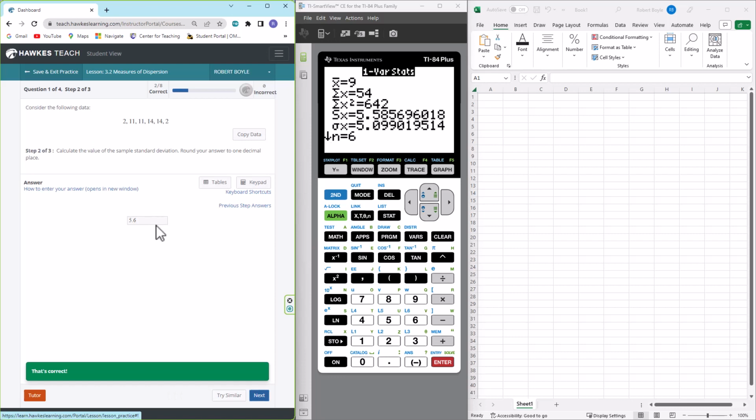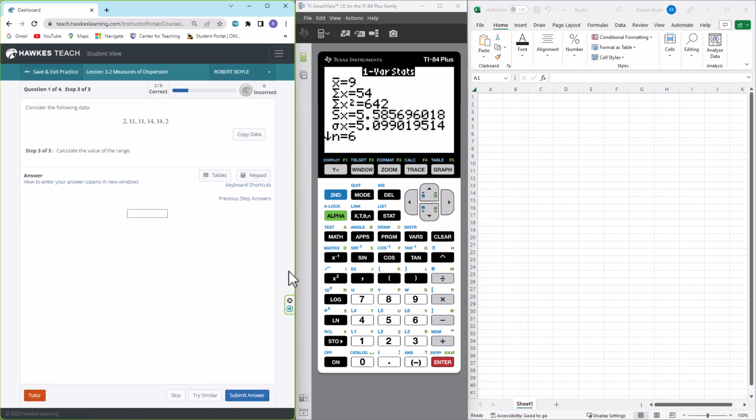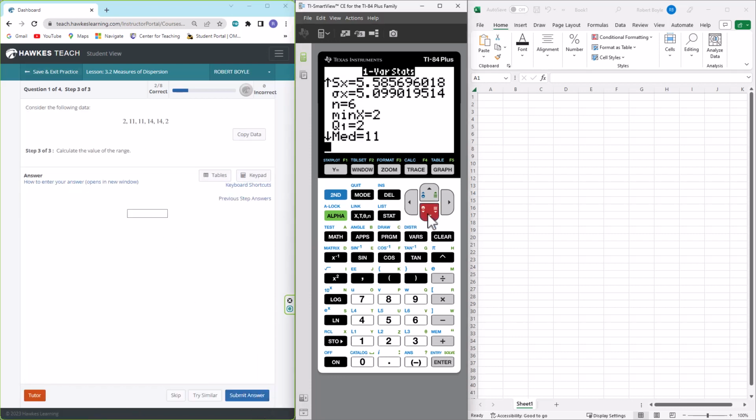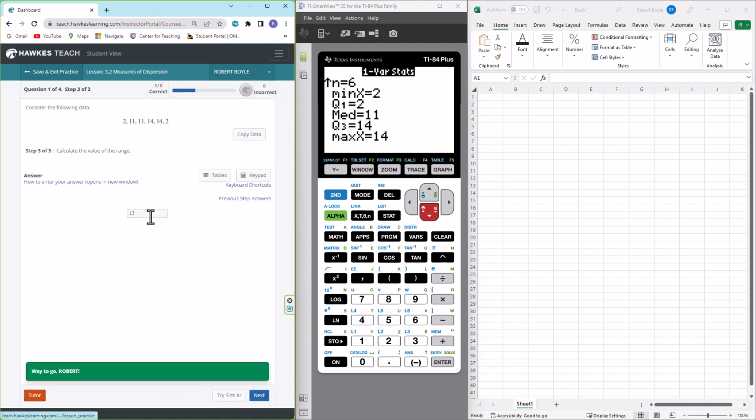Okay, and then finally, we have the range. Now I don't think this will help us for that. Well, it does a little bit because it gives us the max, which happens to be 14. It gives us the min, which happens to be 2. 14 minus 2, that is 12. There you go. Okay, so that takes care of question 1.